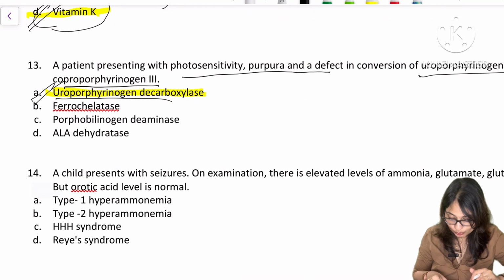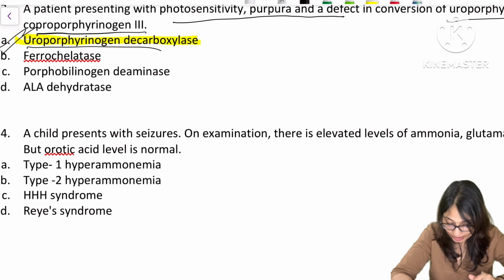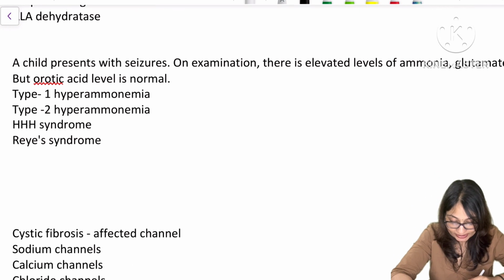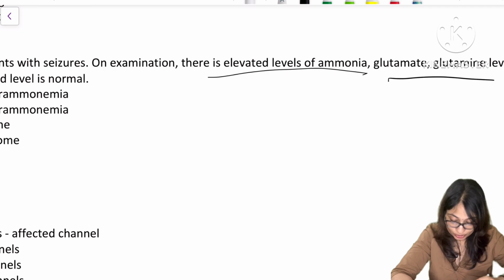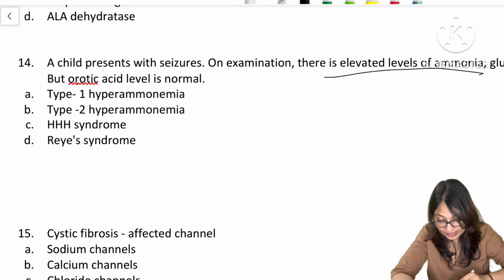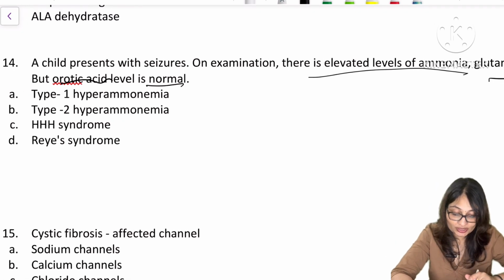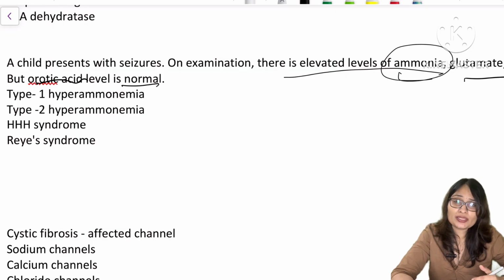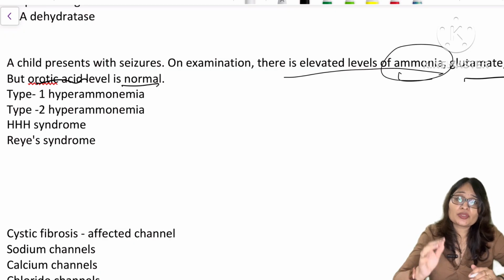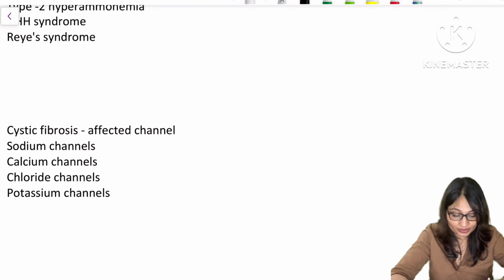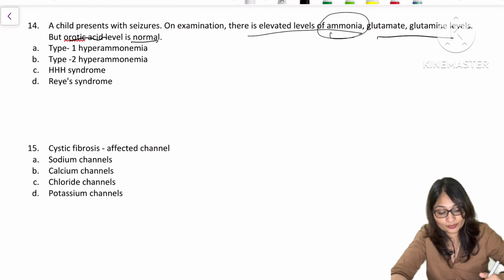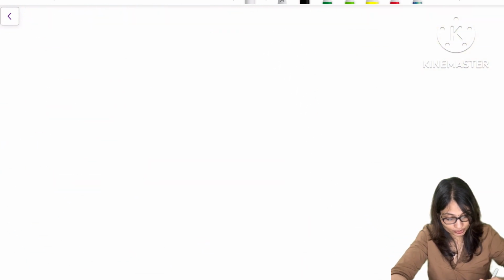Now let's move on to the next question. A child presents with seizures. On examination, there is elevated ammonia and glutamine levels, whereas orotic acid level is normal. So this is hyperammonemia. Whenever there is elevated ammonia, there is something wrong with your urea cycle. If you can remember the urea cycle, I have the picture here.